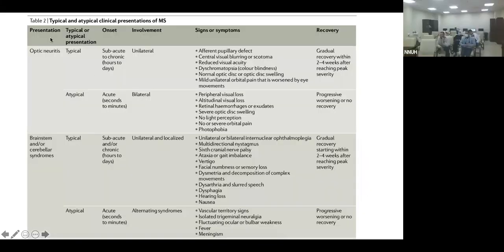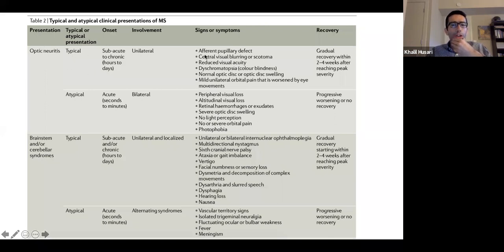Okay, so we're going to talk a little bit about the typical. So again, optic neuritis, the typical is usually unilateral. So if you have a bilateral, it's a red flag, you've got to think, maybe it's not multiple sclerosis, right? So it's usually unilateral. Another thing that happens is afferent pupillary defect. And you know how to test for the afferent pupillary defect is by the swinging torch test, right? And you will get central vision blurring or scotomas, reduced visual acuity, and color blindness, and you will get pain as well.